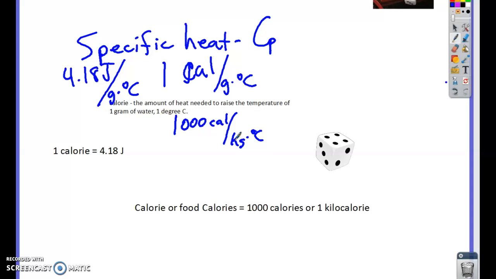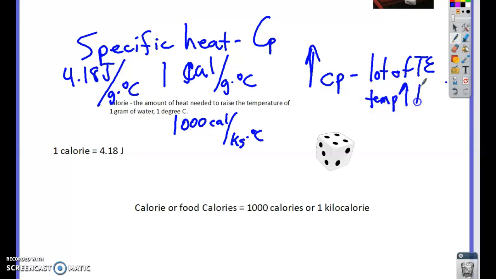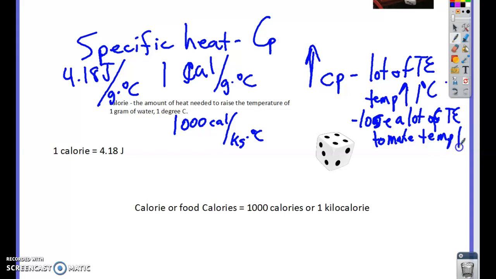Basically, it's the amount of heat it takes to raise the temperature 1 degree. If something has a high specific heat, which water does, for example, it's going to take a lot of thermal energy, a lot of heat, to make the temperature go up 1 degree Celsius. If you ever sat around waiting for water to boil, you know it takes a long time for the temperature to go up to boiling, especially once it gets close to boiling. It also means that it has to lose a lot of thermal energy to make the temperature go down.